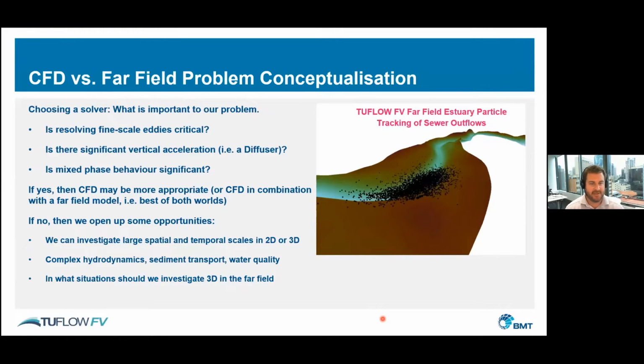If any of that stuff is yes, then CFD or a Nearfield model might be more appropriate in the area that you're looking at, or a combination of CFD and a Farfield model, so the best of both worlds. If no, then we can open up some pretty interesting opportunities in that we can look at really large spatial scales and temporal scales in either 2D or 3D, and we can look at complex hydrodynamics, sediment transport, and water quality over these scales. What I'll talk about next is in what situations should we have a look at 3D versus a 2D model in the Farfield.